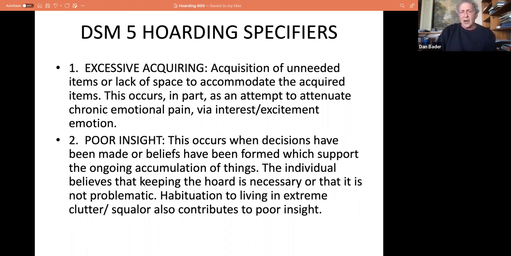Number two, poor insight. This occurs when decisions have been made or beliefs have been formed which support the ongoing accumulation of things. The individual believes that keeping the hoard is necessary or that it is not problematic. Habituation to living in extreme clutter, squalor, also contributes to poor insight.